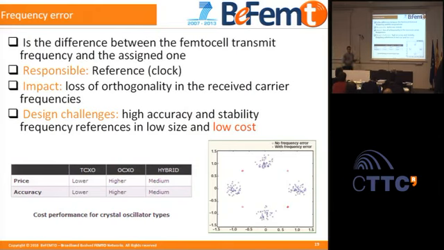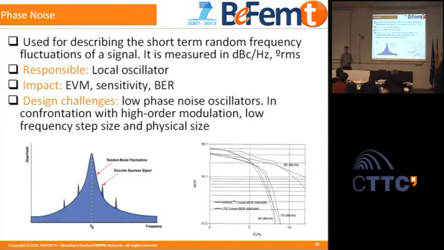Now, with the current technology, some manufacturers have developed very cheap crystal oscillators, about 5 euros, that meet the LTE-Advanced requirements of plus or minus 0.225 ppm. Sometimes several techniques are also used to compensate for these errors. Okay, so this is an important parameter. Another important parameter is the phase noise.